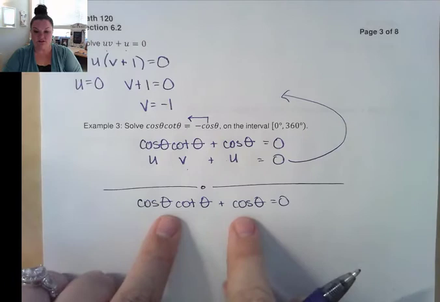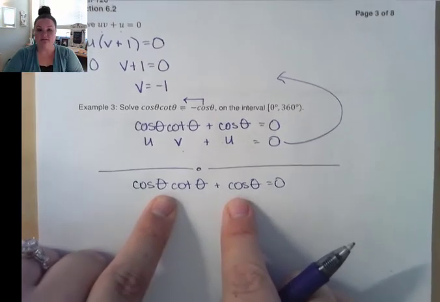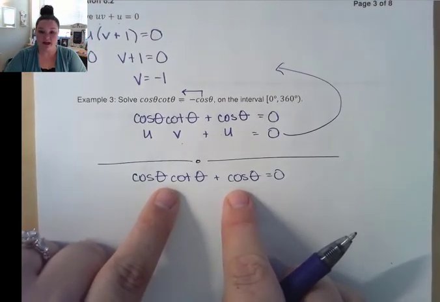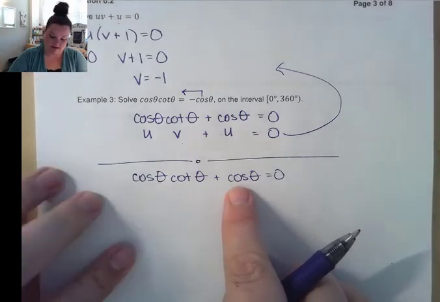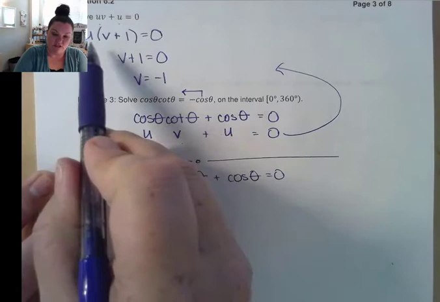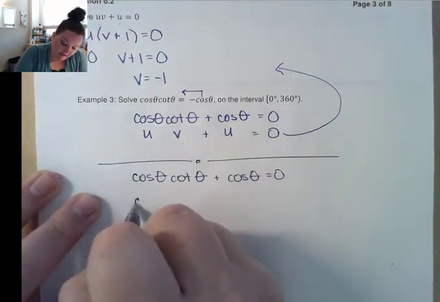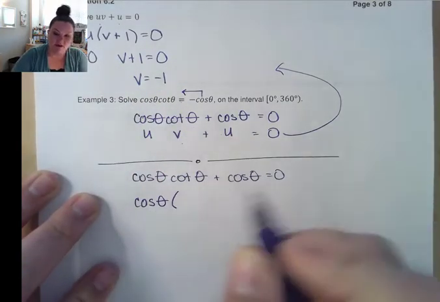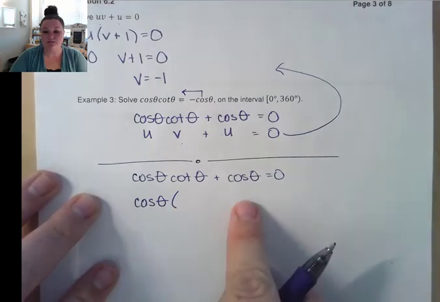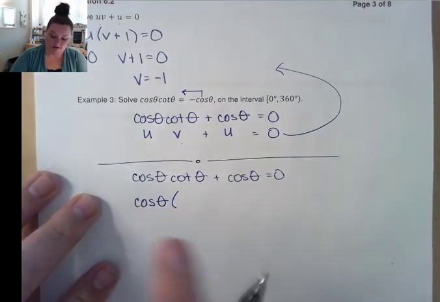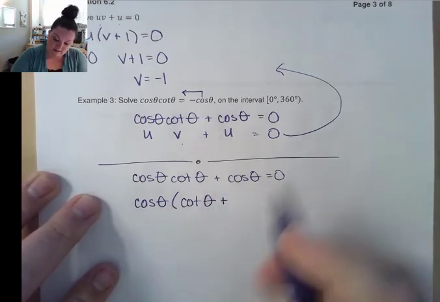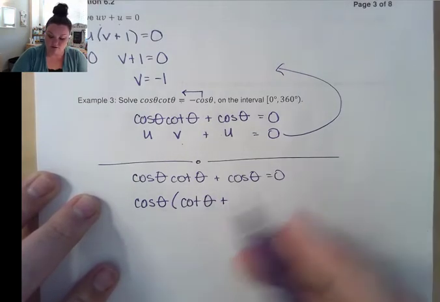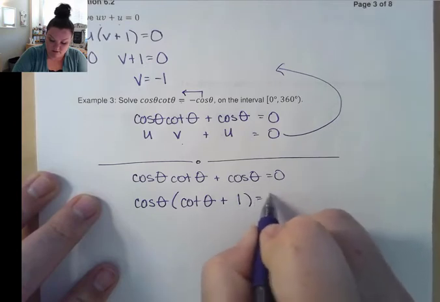When I look at these two terms, I see that I can't add them because they're not like terms. So I take out what they have in common, which in this case is a cosine theta. Just like I did when it was a u, I can factor out the cosine theta and write in parentheses what's left when I divide each term by cosine. The first one's going to be left with cotangent theta. The second term, if I divide off a cosine, is going to be left with a 1.